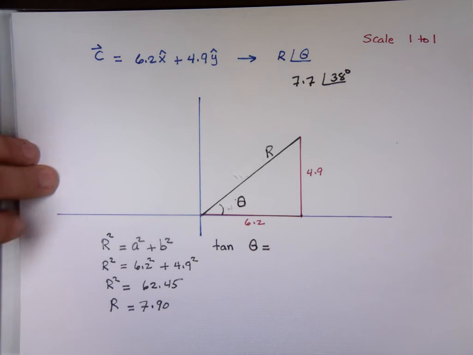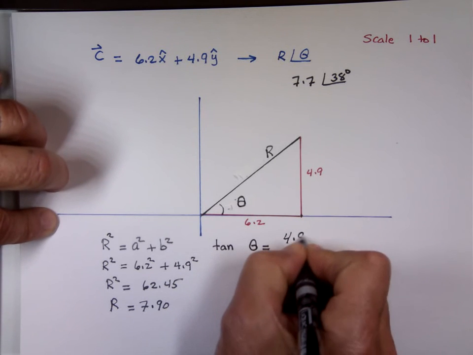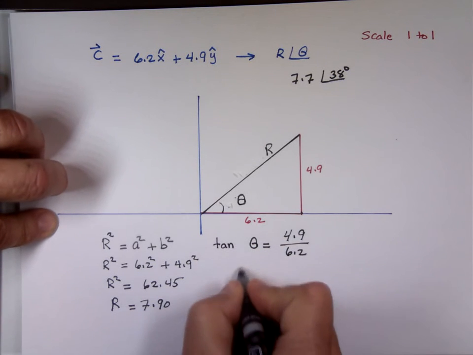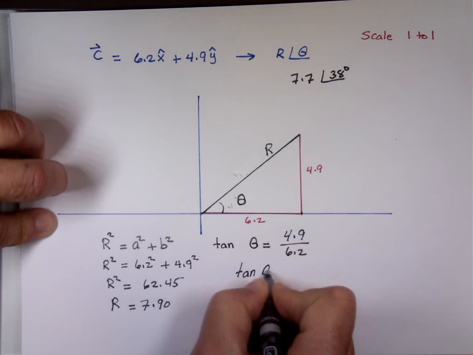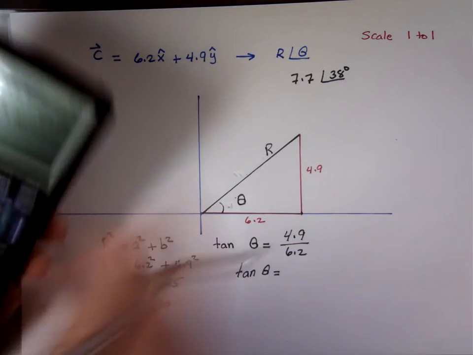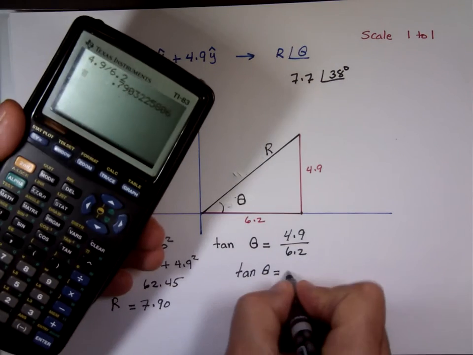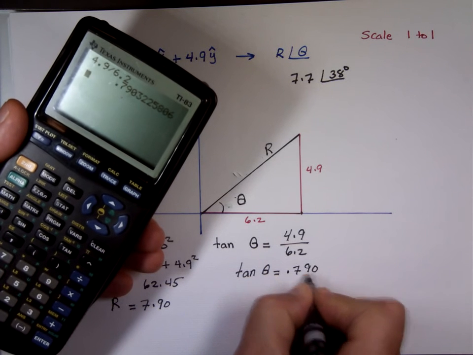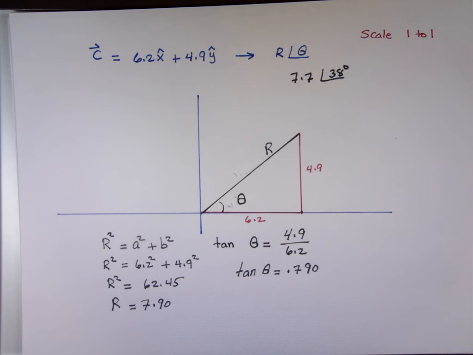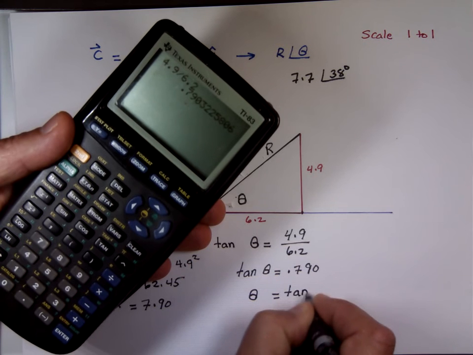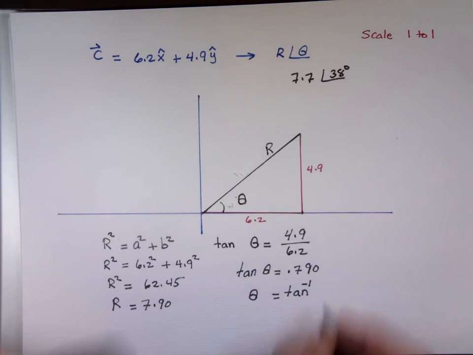The opposite is what? 4.9. What's the adjacent? 6.2. So tangent theta equals, let's divide them and see what that number is. 4.9 divided by 6.2 is 0.790. How do you get theta? Yep, inverse tangent. Theta is the inverse tangent of 0.790.